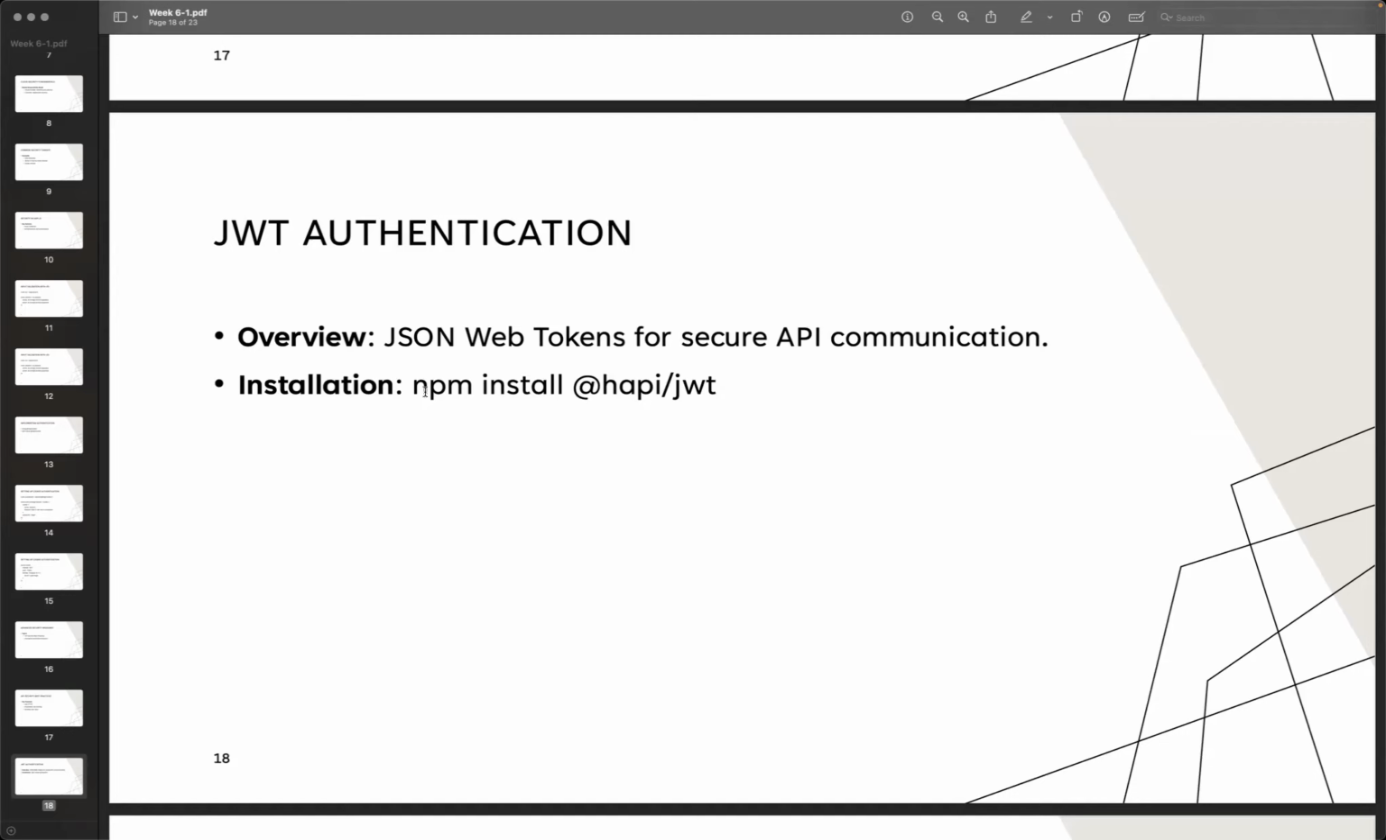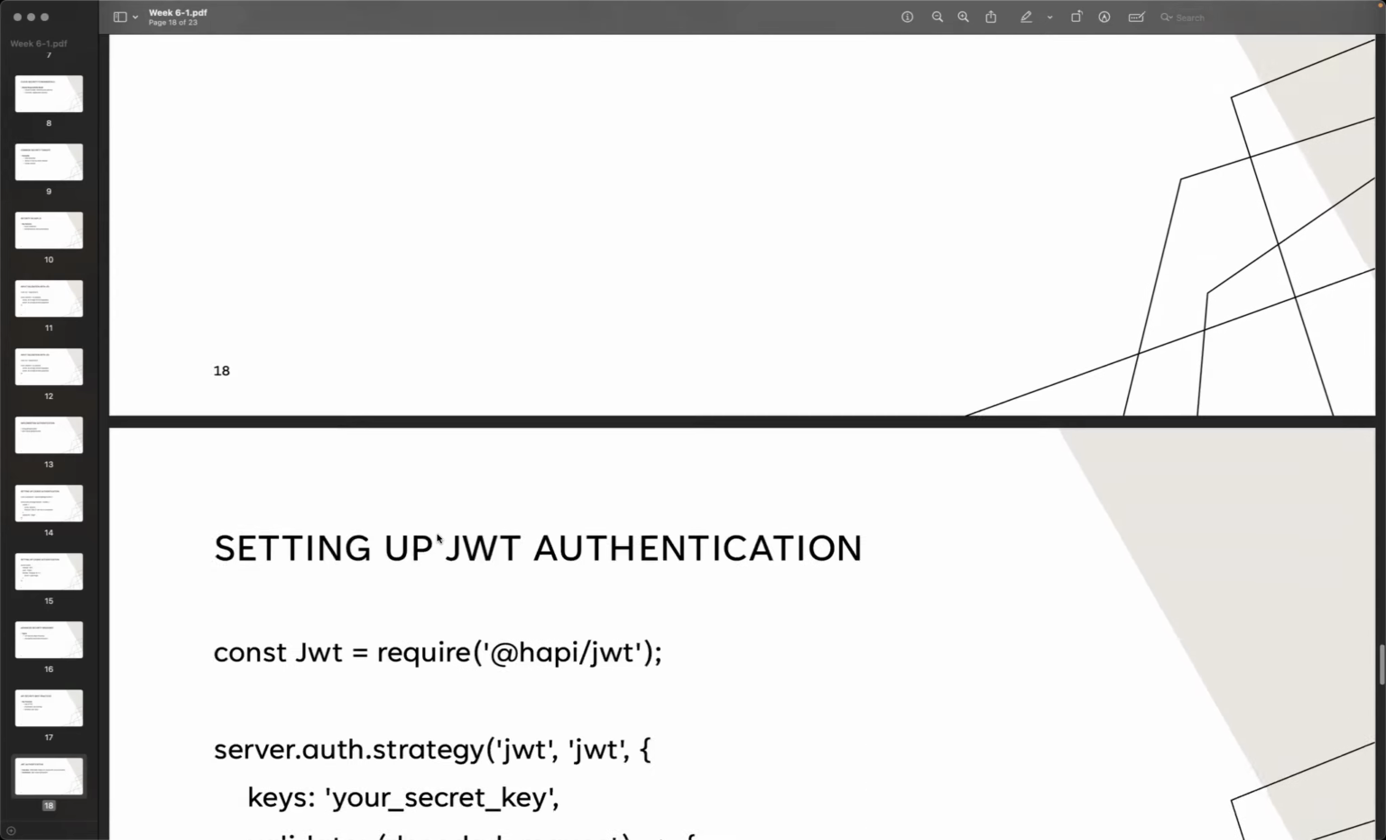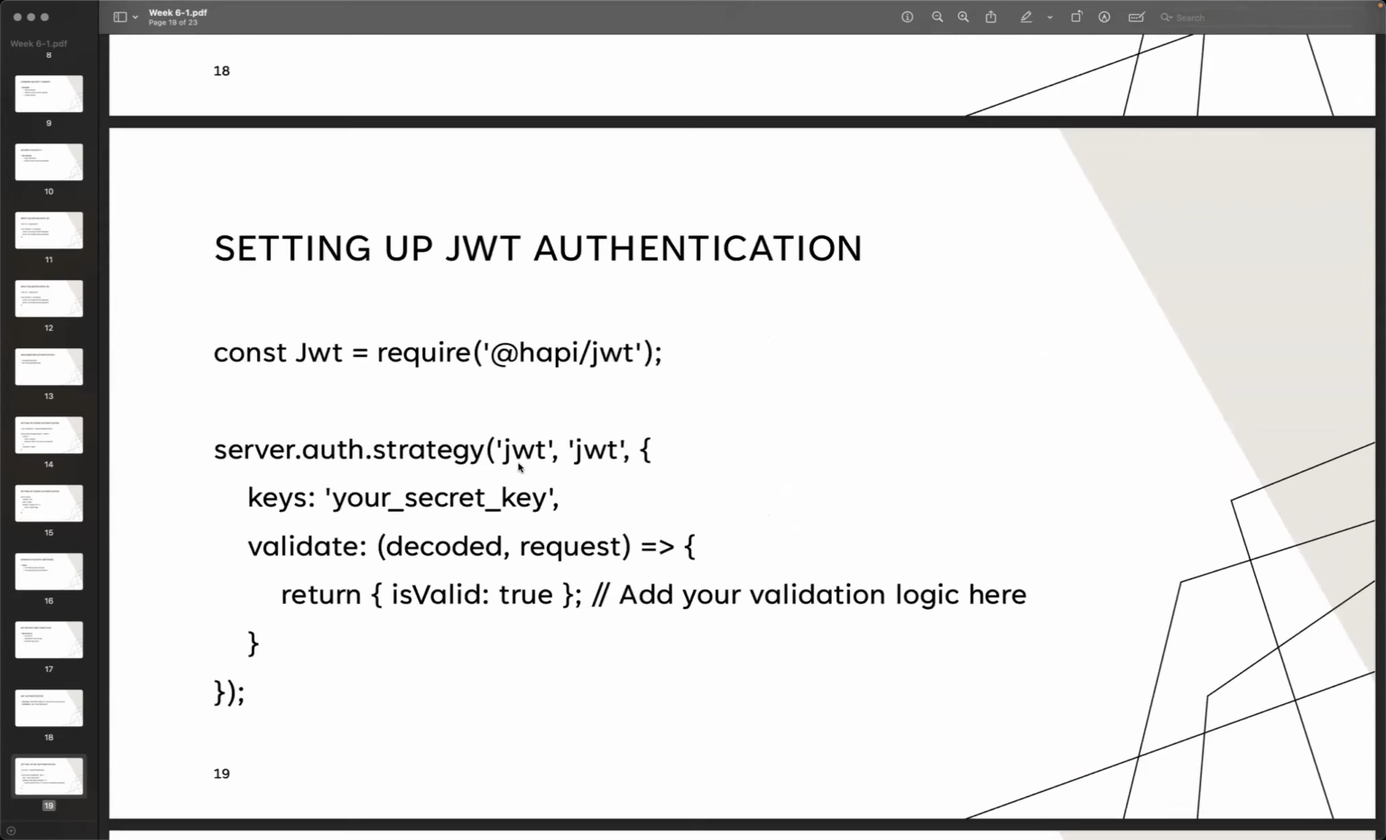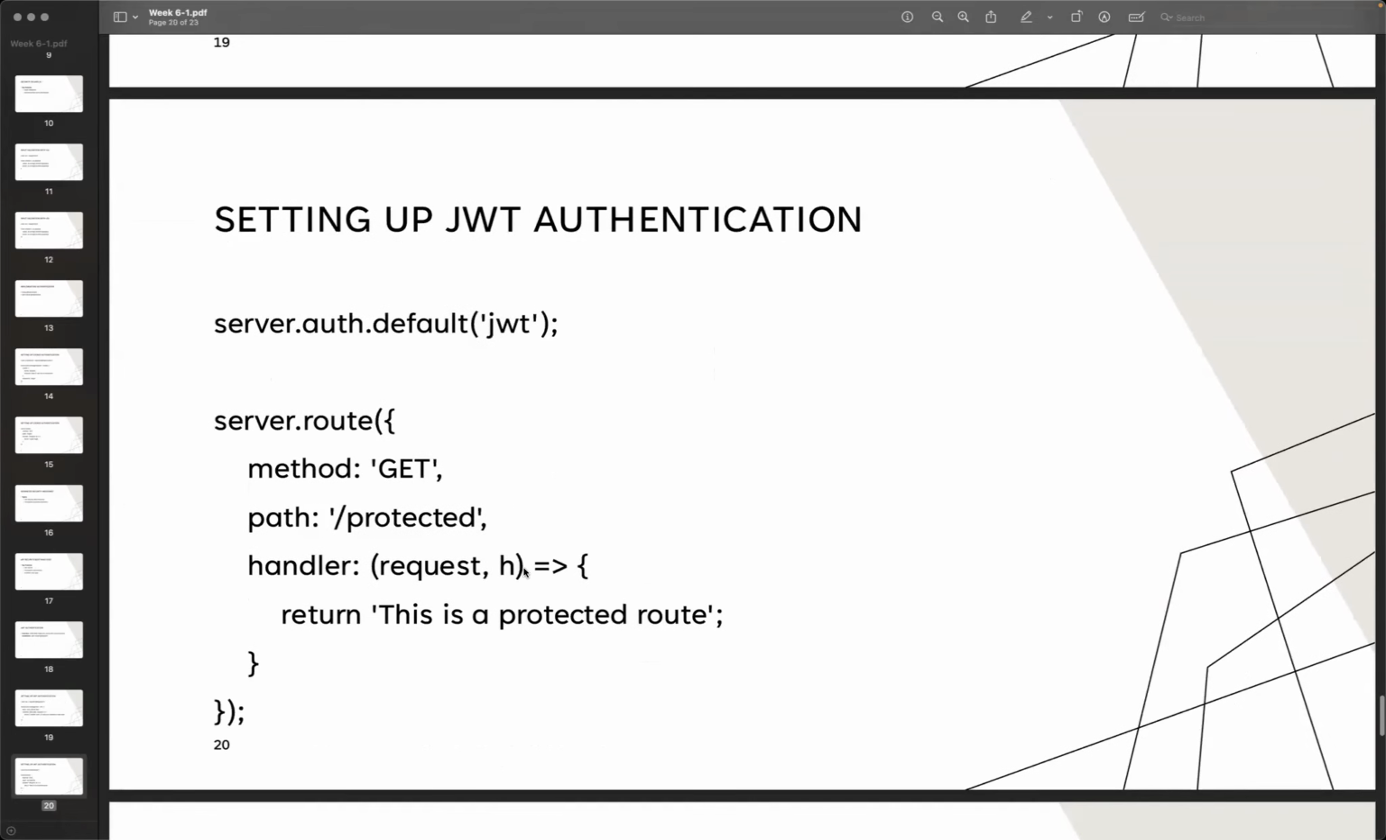Here, just use npm install hapi-jwt, and then we can install this. The example code is like this. We still need to require it, and then we have the strategy. Let's say we get a secret key, and when we validate it, we return that it's valid. Once it's valid, I can also return a status code or anything else.